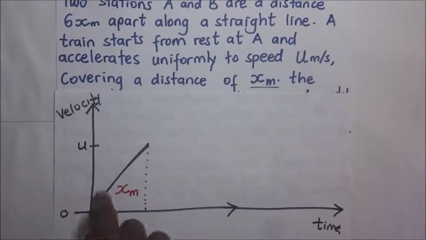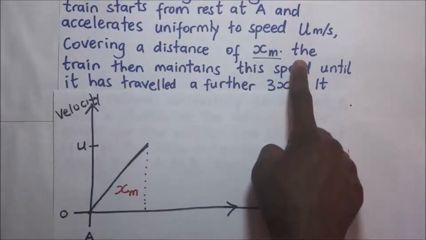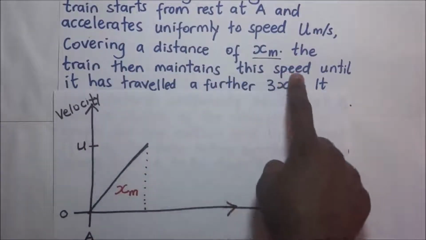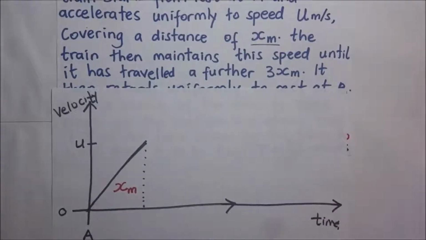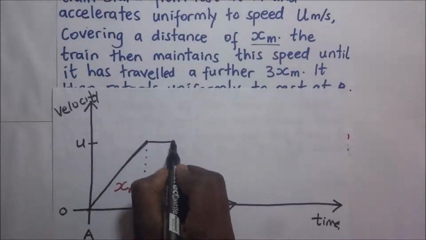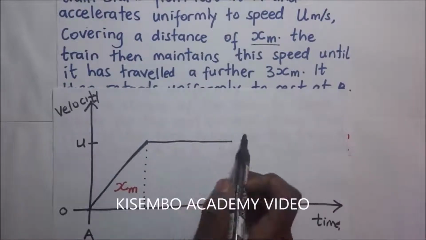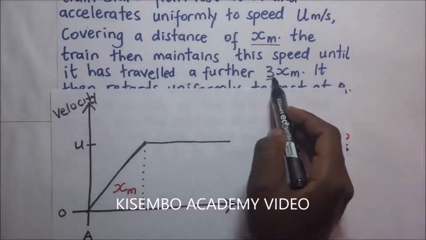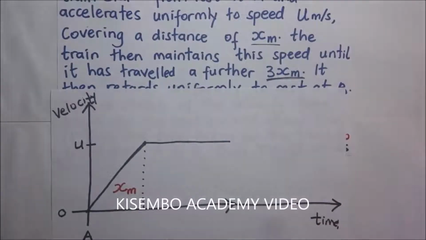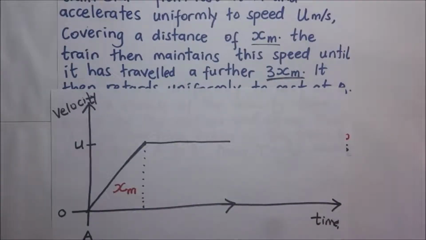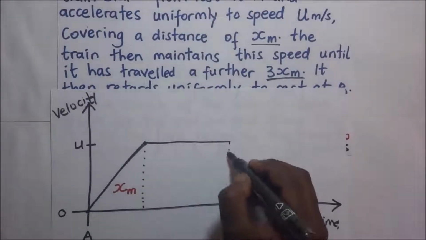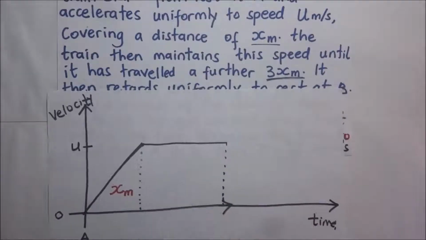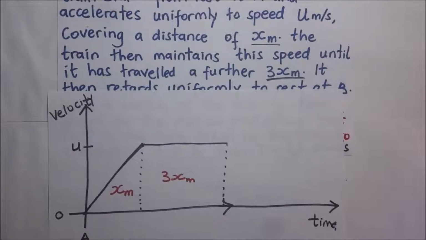So the question continues. The train then maintains this speed until it has traveled a further 3x meters. So it's going to maintain this speed of u for some time, but while it's maintaining this speed, it travels a further 3x meters. So the area under the graph for the portion where it maintains this speed is 3x meters.